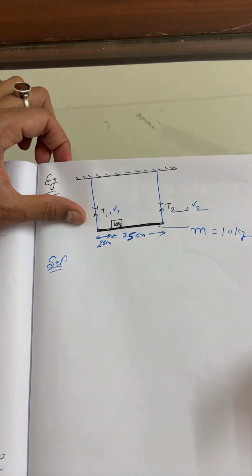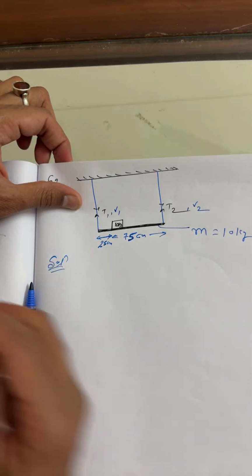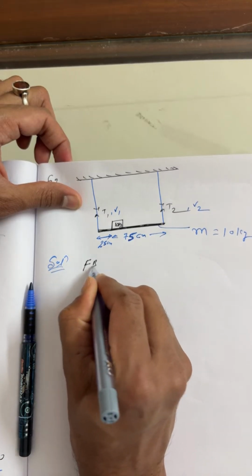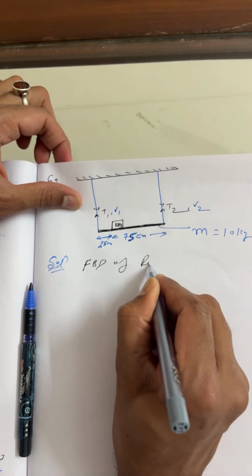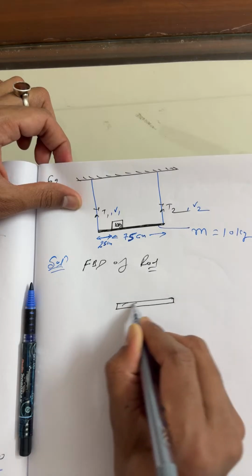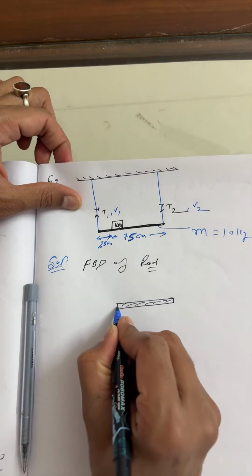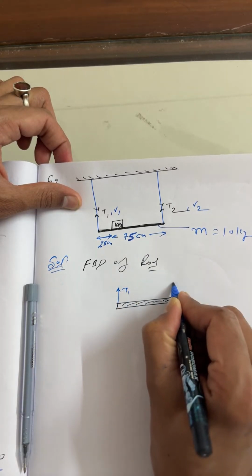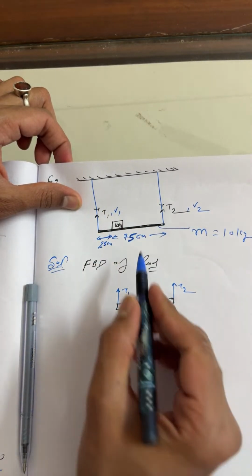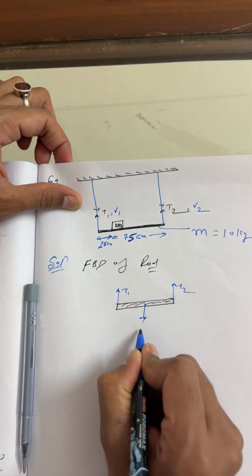This is in kilogram. Listen, let's make a FBD, a free body diagram of this rod. So this is the rod here, and this point has tension acting, this is T2. So T1 plus T2, the system remains in equilibrium, so T1 plus T2 is what? Mg.